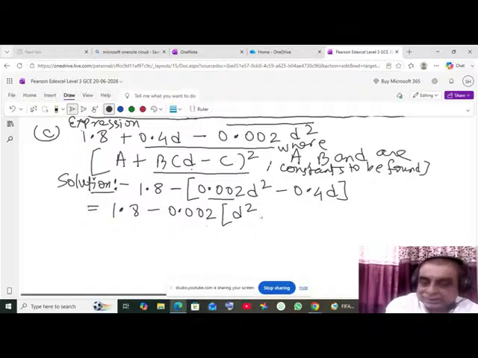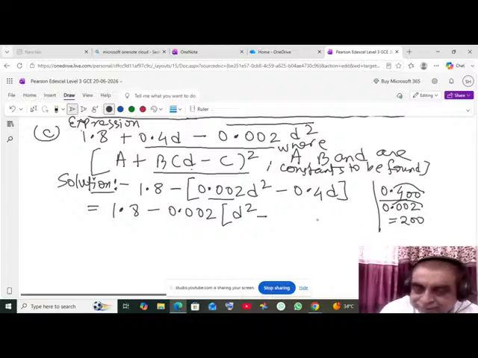So I have taken that common. So you have to divide the minus 0.4d by this number, 0.002. When we divide here, we have to divide that constant number by 0.002. So move the decimal point 3 places right on the top and bottom. Now you divide. 300 divided by 2 becomes 200. So you will get 200d here.